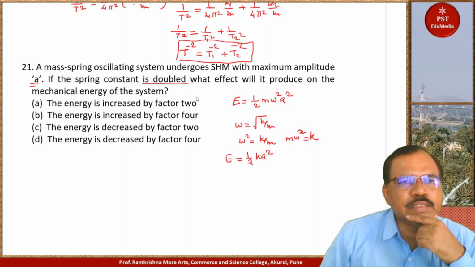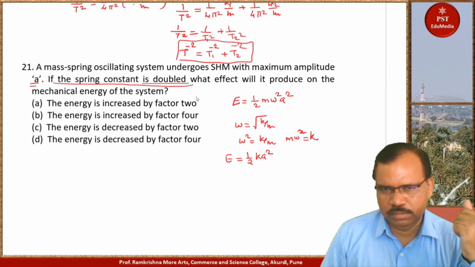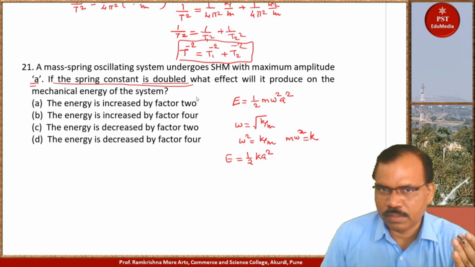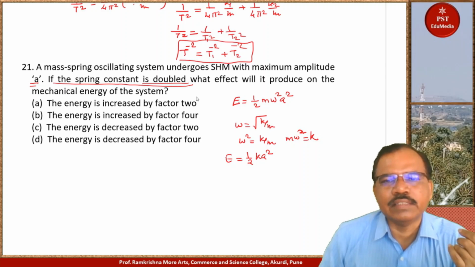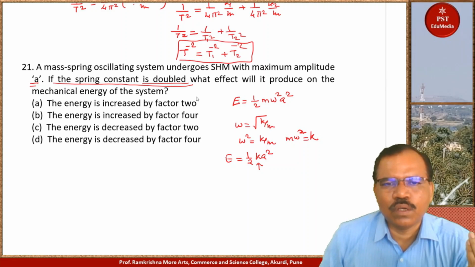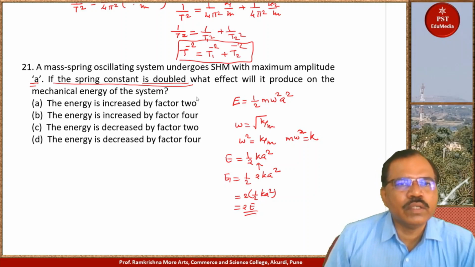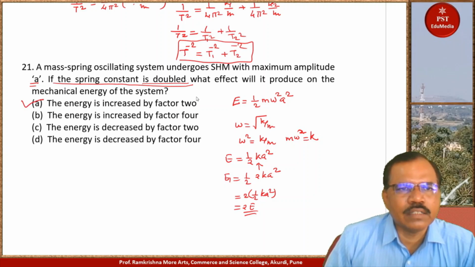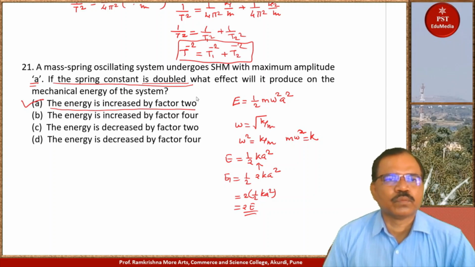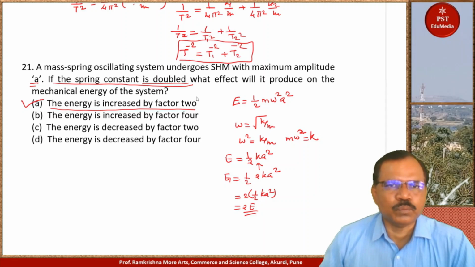Now see here, if the spring constant is doubled, means K is doubled, what will happen to the mechanical energy? So when K is doubled, what happens? Make K 2 times. So I can write E1 is equal to 1/2 2 times K into A square. So we'll get 2 times 1/2 K A square. So we'll get 2 times E. So energy is doubled. Energy is increased by a factor of 2.